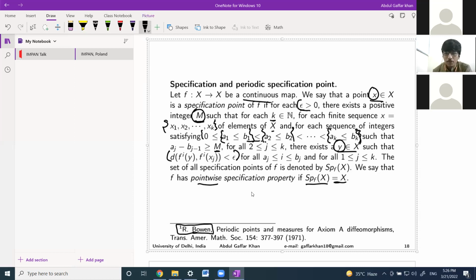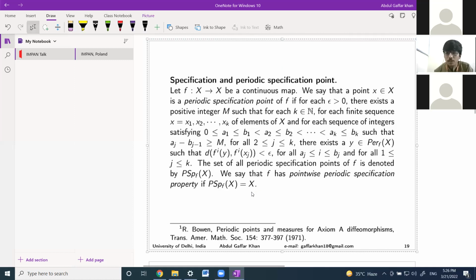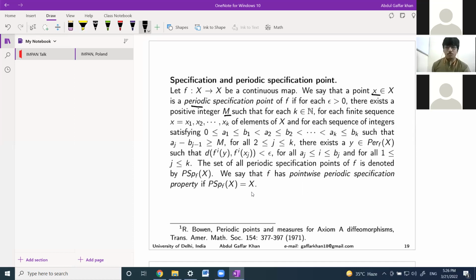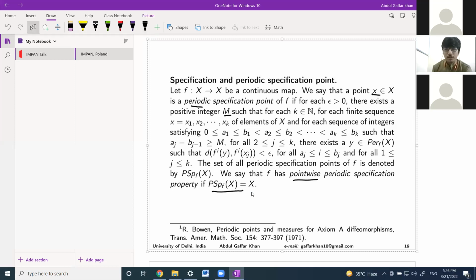Can be traced by a periodic point, and the point is said to be a periodic specification point. Again, for this epsilon, if we can choose an m which does not depend on the choice of point x, then the property is said to be periodic specification property in the current literature. And again, we say that a map has pointwise periodic specification property if every point is a periodic specification point.